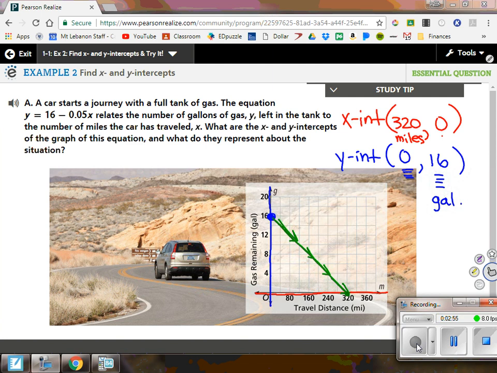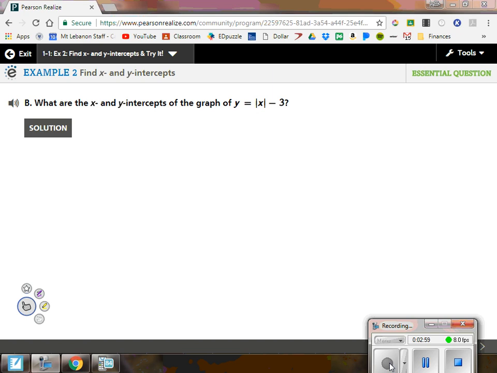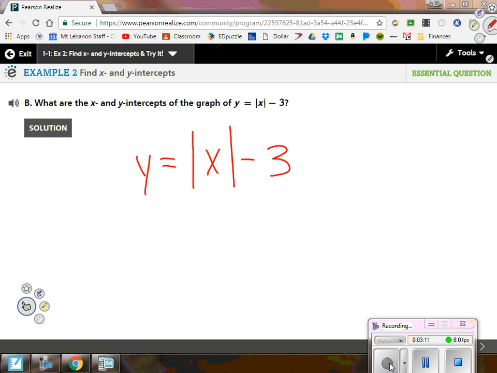Okay, so I will take a minute here to erase the board, and we'll take a look at part B. Here we go. That was fast. Part B, what are the x and y intercepts of the graph y equals the absolute value of x minus 3. If you don't remember, these bars are the absolute value. And for any x value that you plug inside these bars, it's going to return the positive value.